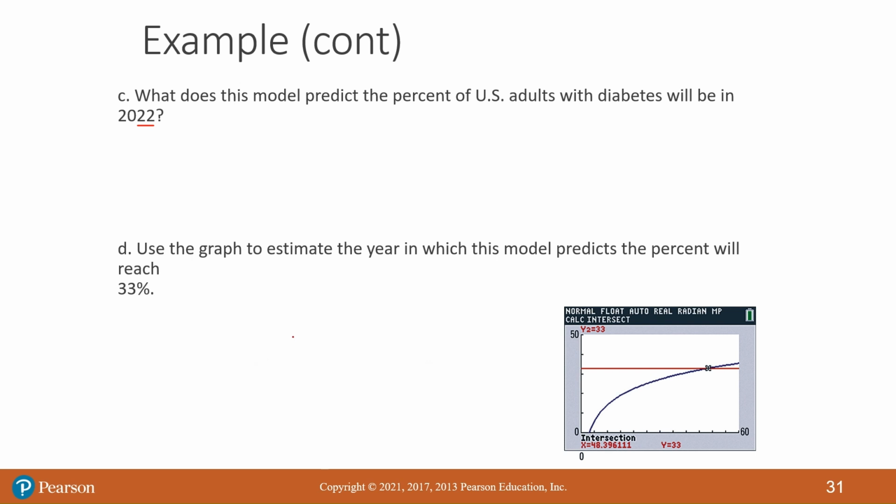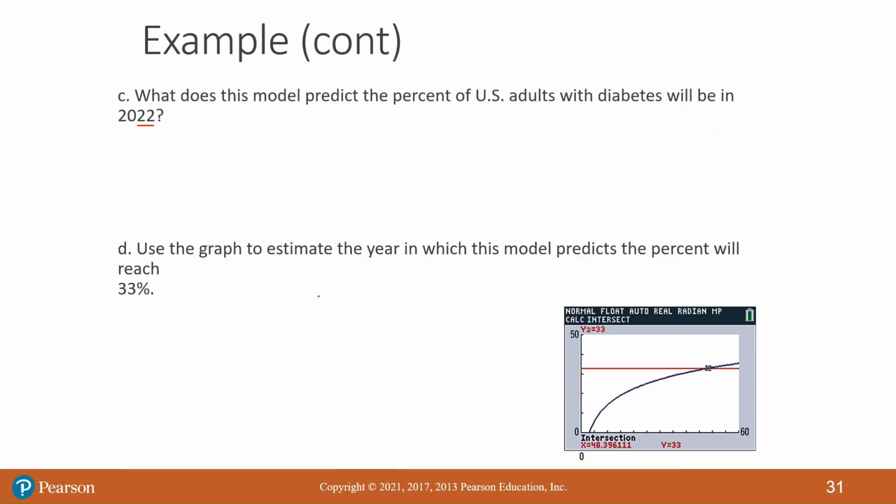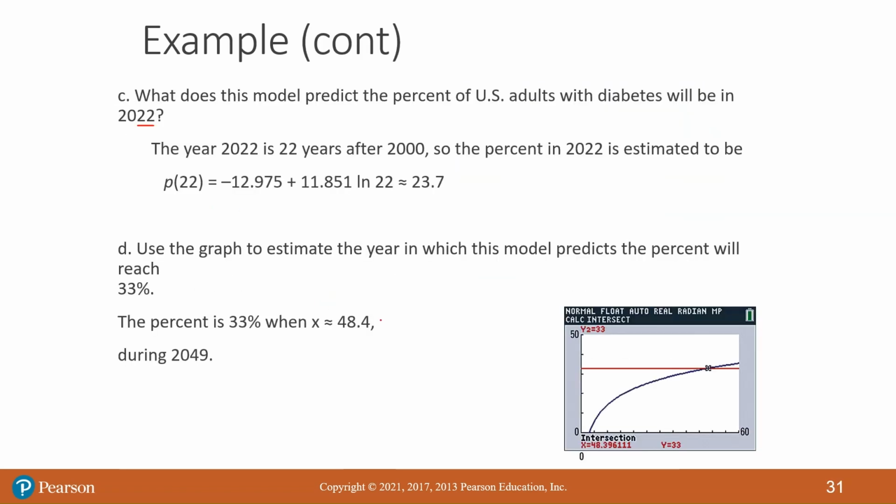Keep in mind it's 2049 because these years are after 2000. If I round this up to the nearest year, 49, and add that to 2000, that's where the 2049 comes from.